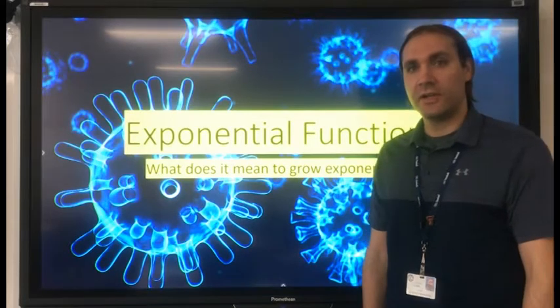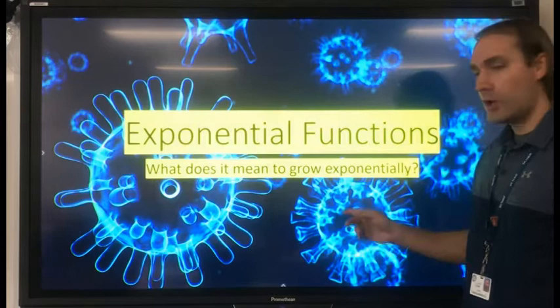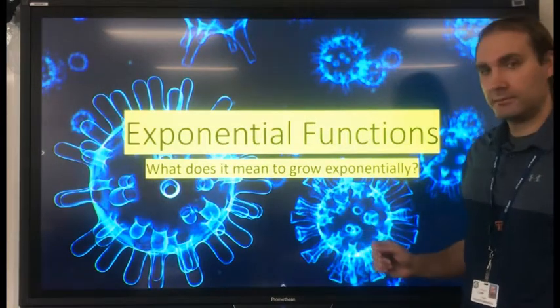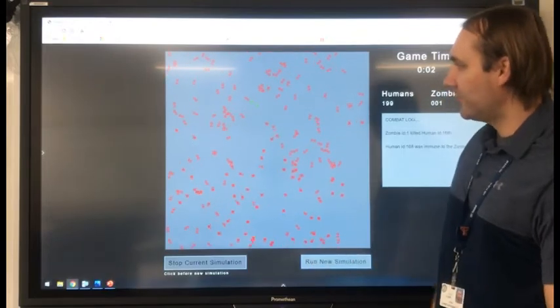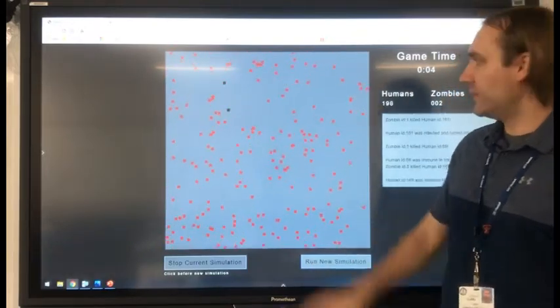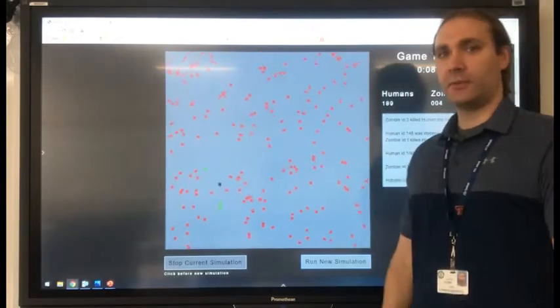In this section, we're going to look at exponential functions. So first thing you need to ask yourself, what does it mean to grow exponentially? Can you remember? What you see here is a green dot that's assumed to be a zombie, or you can think of this as an infection, and these are red blood cells. It took about 5 seconds for this to infect its first person.